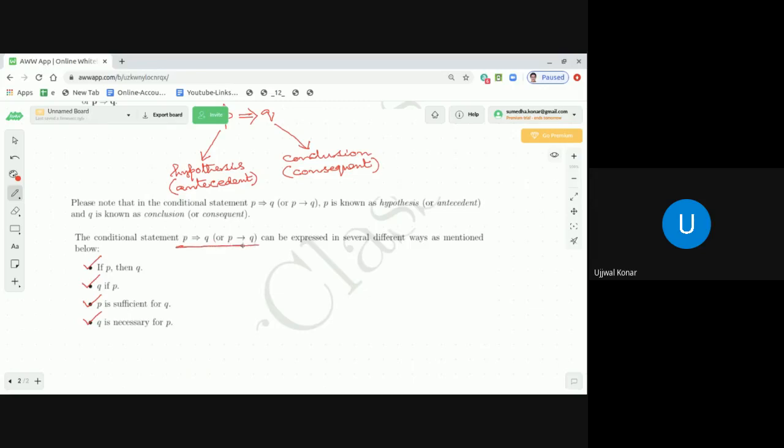Now you may ask, sir, if this is the case, then why are there four such different ways? These four different ways depend on the context. In the context of an English statement, we say if P then Q. As I said, if it is raining, then I will carry an umbrella with me. If it is a programming language statement, then we can write Q if P. Or there are some necessary and sufficient conditional statements in mathematics, where we discuss that P is sufficient for Q or Q is necessary for P.